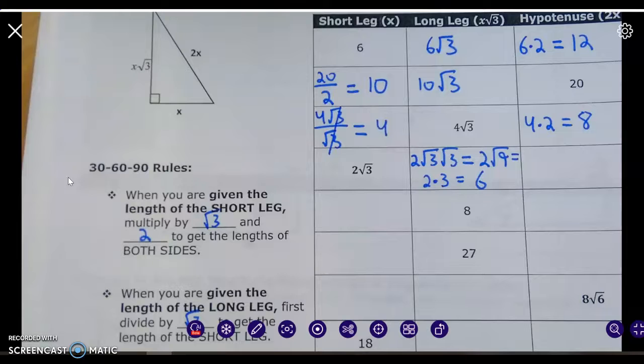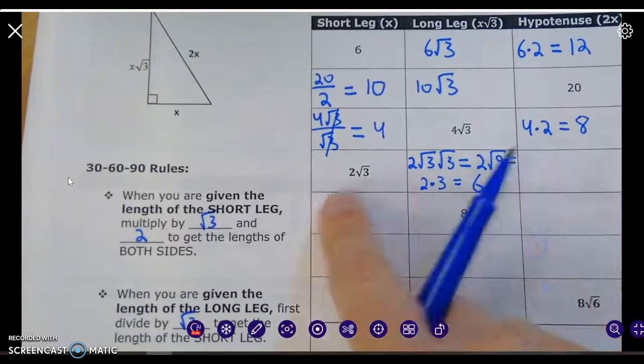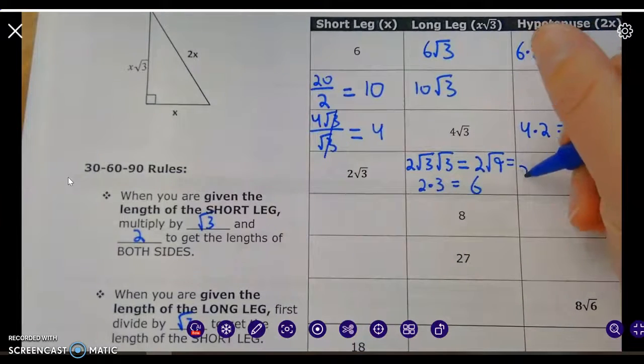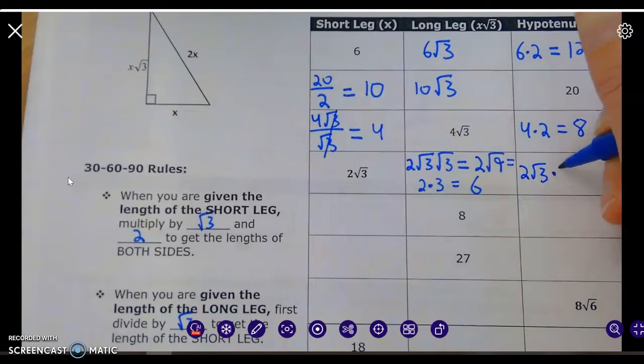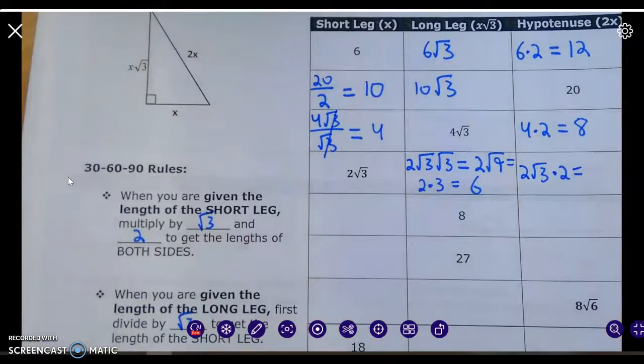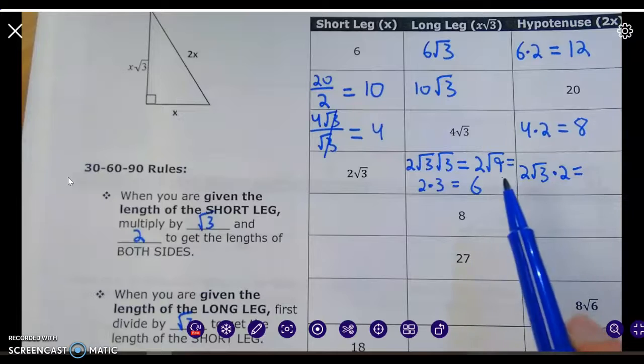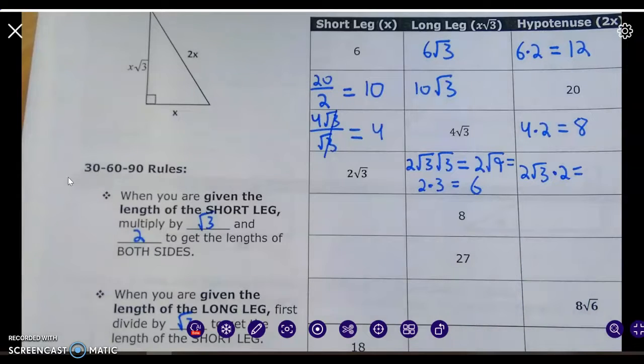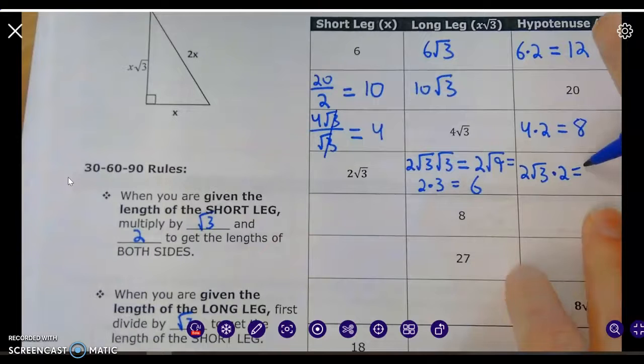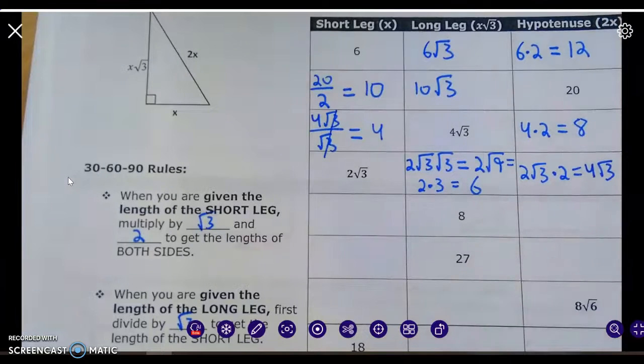Okay, questions? Okay. Hypotenuse, we just need to double the short leg. So we're going to take that 2√3 and double it. Okay, so this is not something we do a whole lot. So what 2 numbers are we actually going to multiply together? Yeah, just the 2's, because those don't have the square root over it. So we just combine those and leave the square root alone. So 2 times 2 is 4, and the square root of 3 just stays square root of 3.